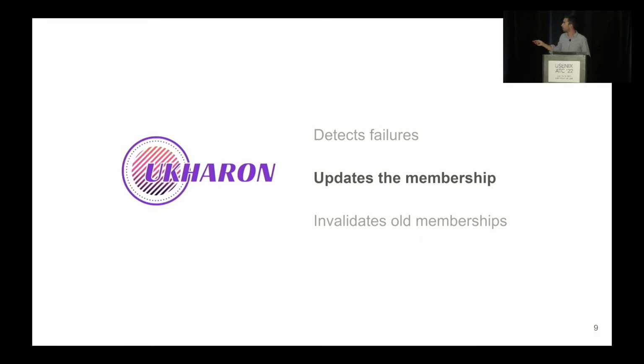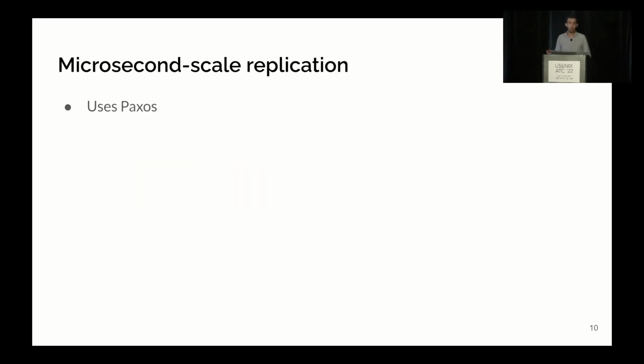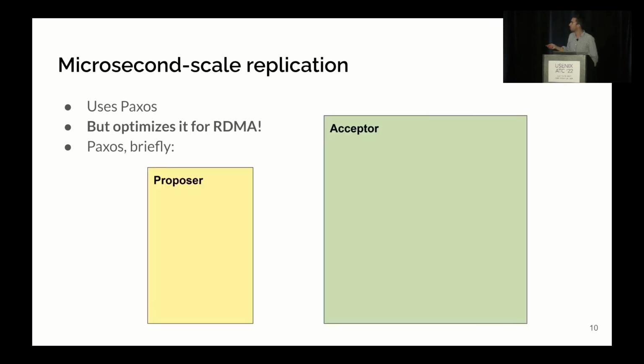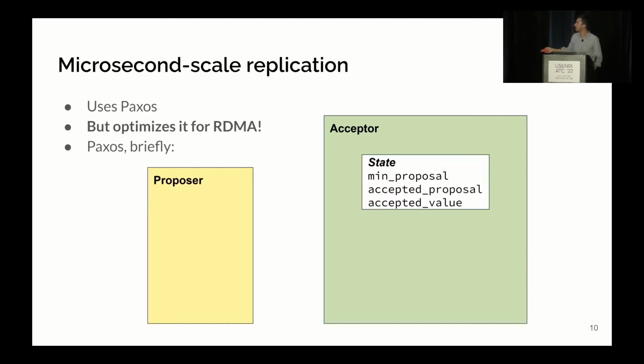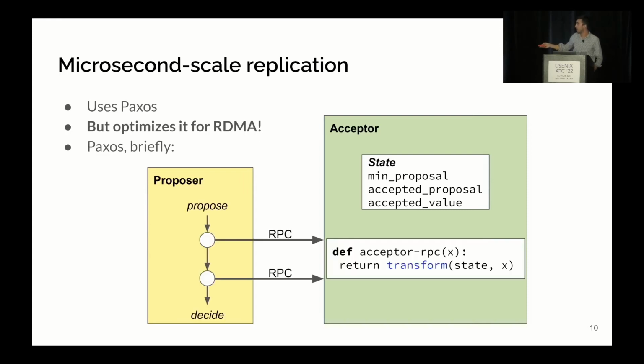Then the second part, when you have a nice failure detector that works at microsecond scale, is to update the membership in a consistent manner. To do so, uKharon uses plain old Paxos, but plays a very nice trick, because it optimizes it for RDMA. Unfortunately, I will have to go over Paxos very briefly, not trying to explain how it works and why it works, but how it works. So in Paxos, we have two kinds of nodes. We have proposers and acceptors. The acceptors truly are the only ones to maintain some state, and this state is pretty minimal. And for a proposer to decide, for instance, on a sequence of memberships, the only thing it does is that it's going to invoke two RPCs at the acceptors.